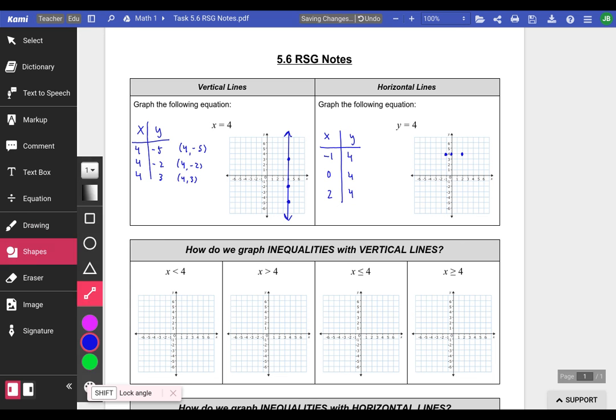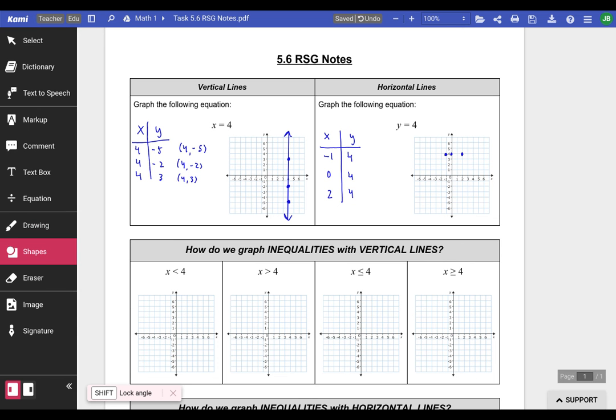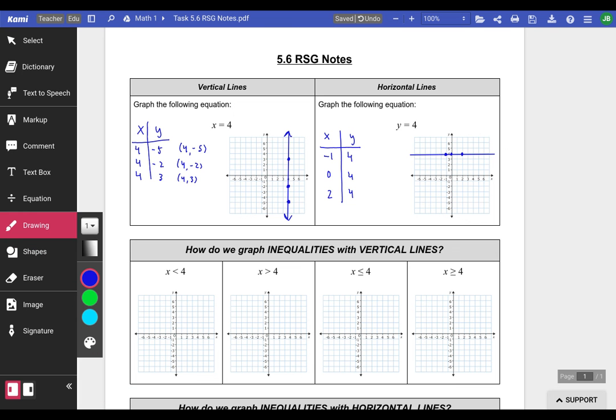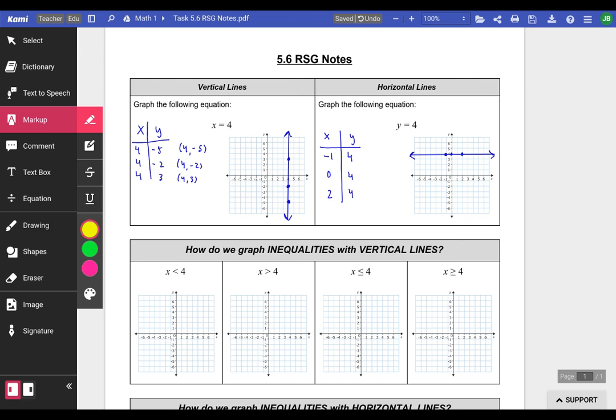And then, as always, I'm going to go ahead and connect those points with a straight line to get my line. And here, since it was y equals, I have a horizontal line. So now here you'll notice we were back to just doing equations. So that's why we didn't have to worry about any of the shading or the dotted or solid lines.